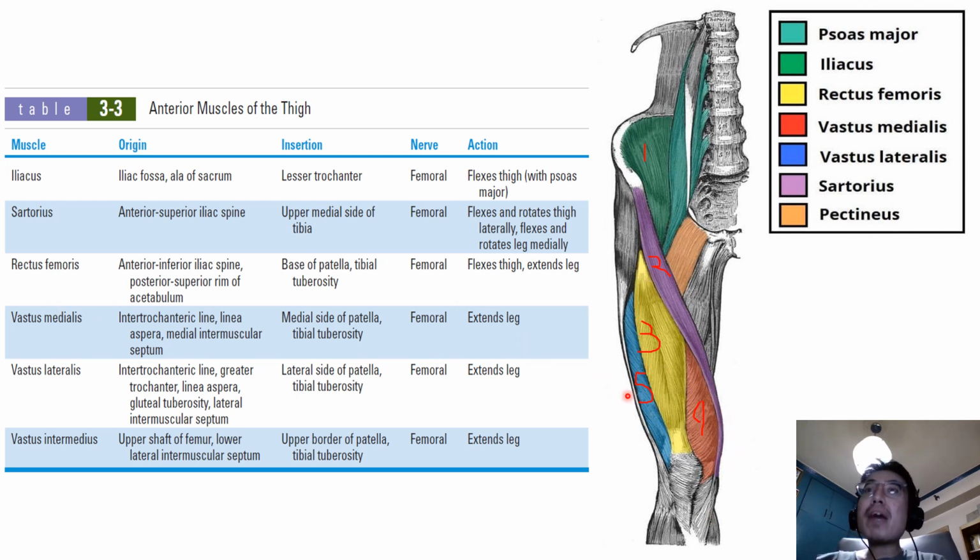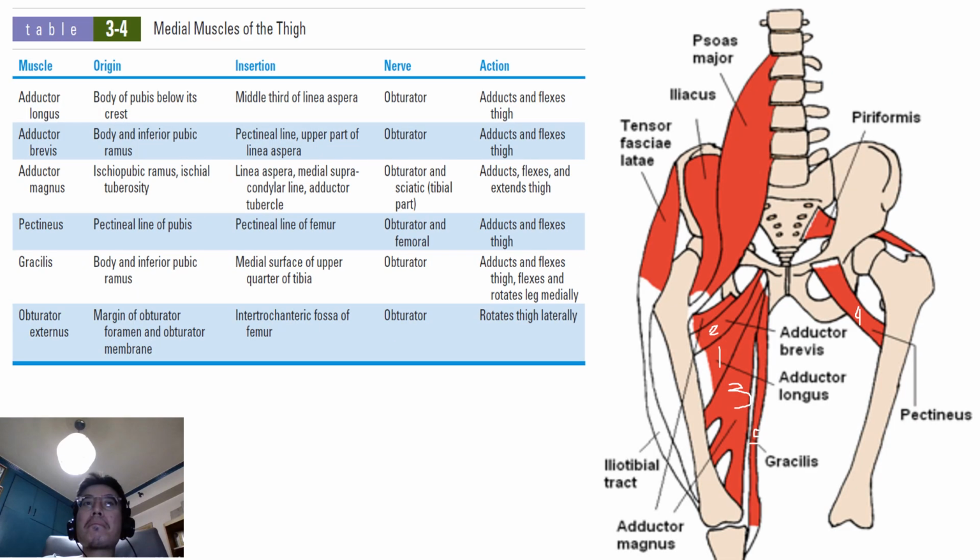The three vasti, the vastus intermedius, the vastus lateralis, and the vastus medialis, together with the rectus femoris, are known as the quadriceps muscles, the quads. We now look at the medial muscles of the thigh, starting with the adductor longus over here.